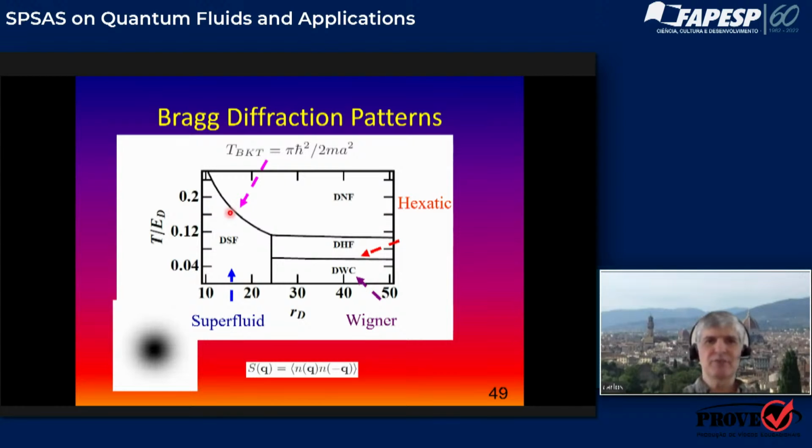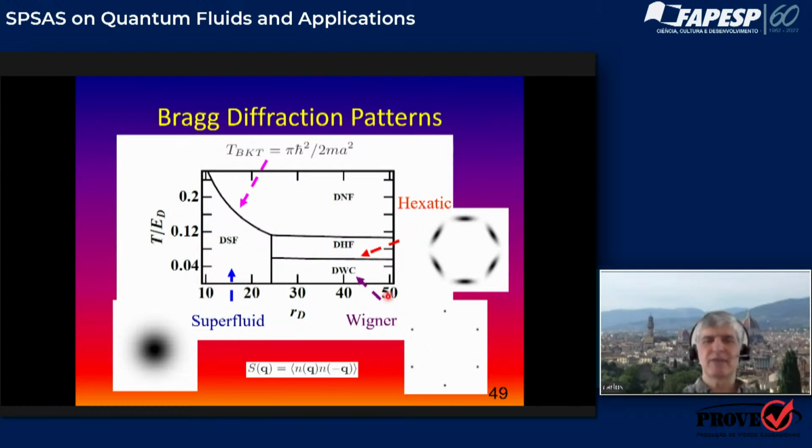So for the superfluid, if you look at the structure factor, you get a peak at the center at k equals 0. If you look at the Bragg peaks for the Wigner crystal, you have the 6 sharp Bragg peaks indicating they have a lattice structure. And if you look at the hexatic phase, you're going to have this blurred hexagonal symmetry, indicating that you have local hexagonal symmetry, but you lost translation invariance because those peaks are no longer sharp.